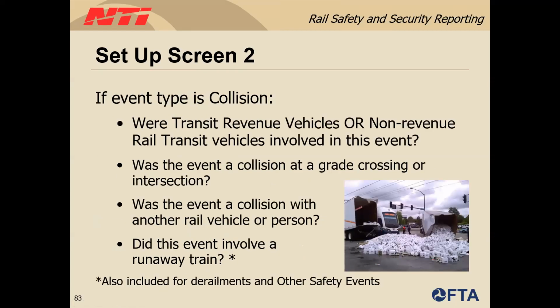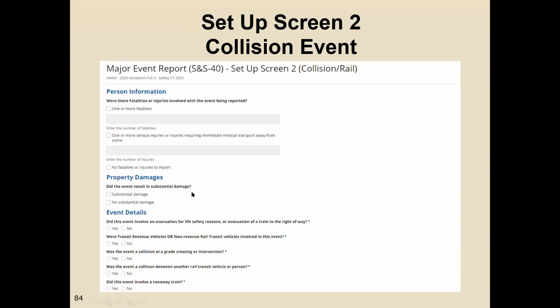If you're reporting a collision, you will also be asked 4 other questions. The first would be, were transit vehicles involved in the collision? Was the event a collision at a grade crossing or intersection? Was the collision an event with another rail vehicle or a person? And did the event involve a runaway train? This runaway train question also appears if you're reporting a derailment or an other safety event. So this is a screenshot of Setup Screen 2 for a collision.